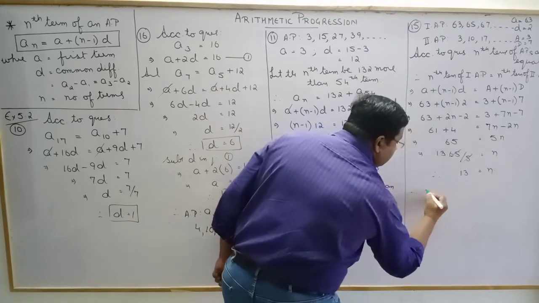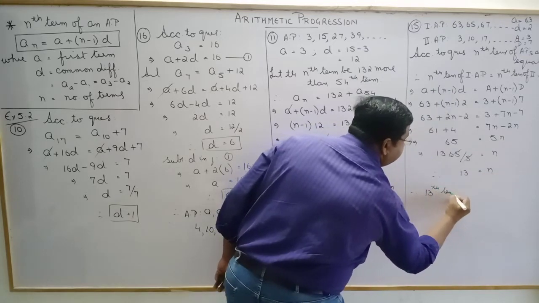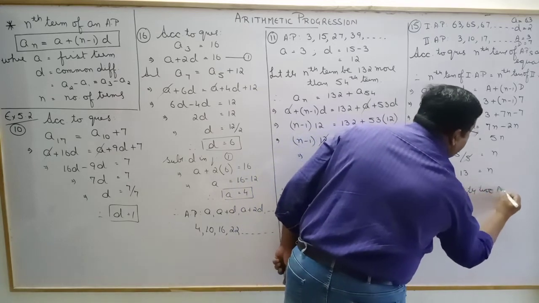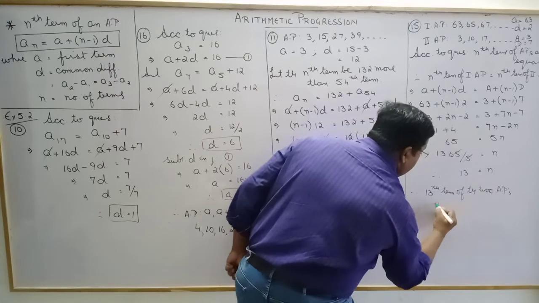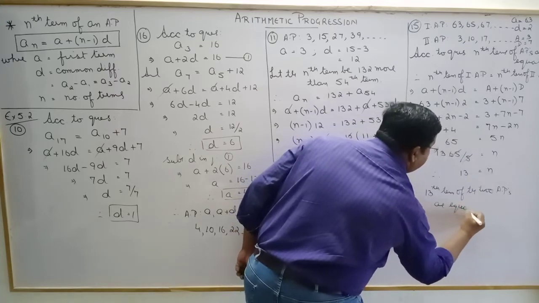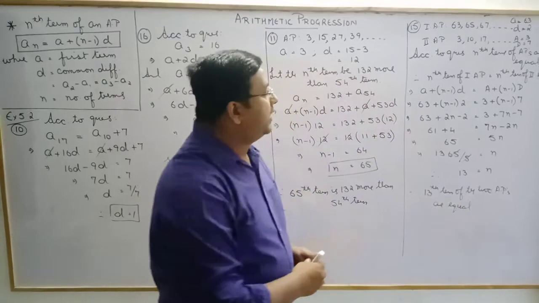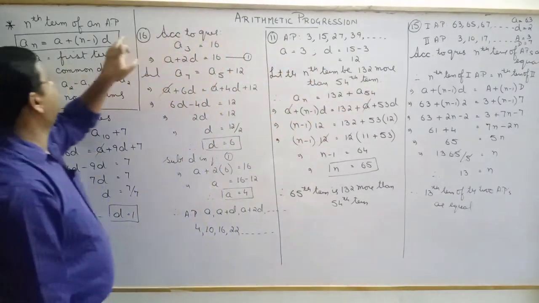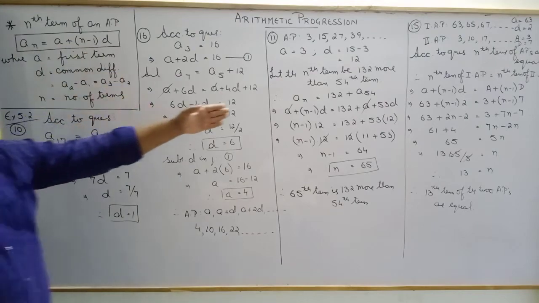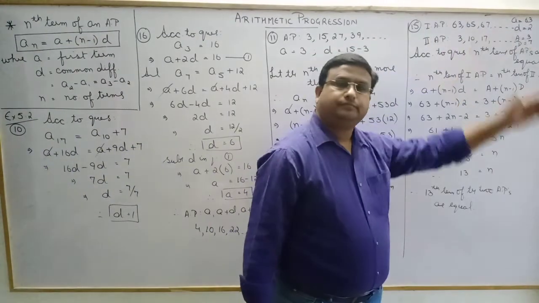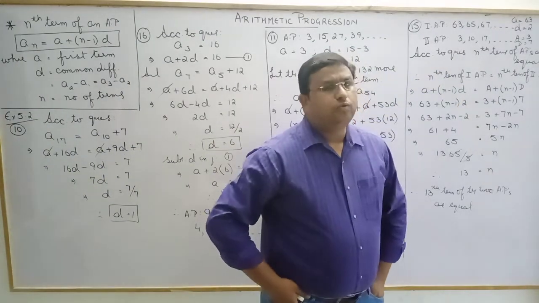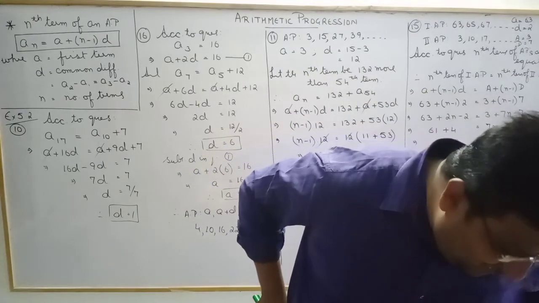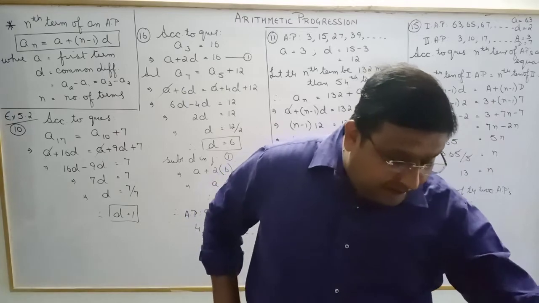So therefore, the 13th term of the two APs are equal. You can verify. You can find the 13th term of both the APs. How do we write the 13th term? A plus 12D. Do we have A and D for both of them? Clear? You can do these questions. It's not new. Question number 11 we have done. Now the 12th question.